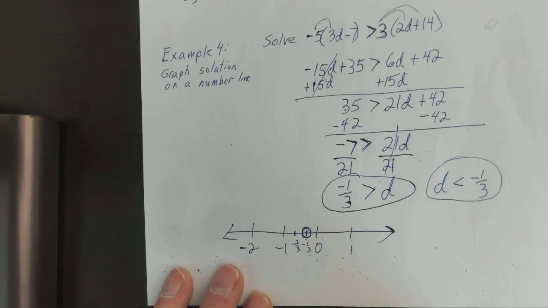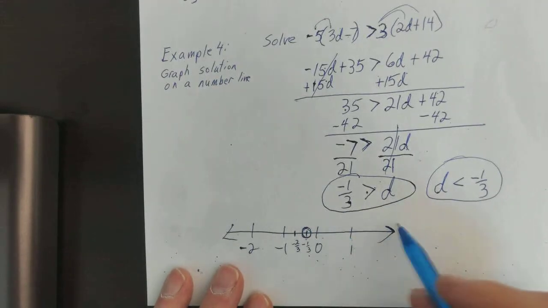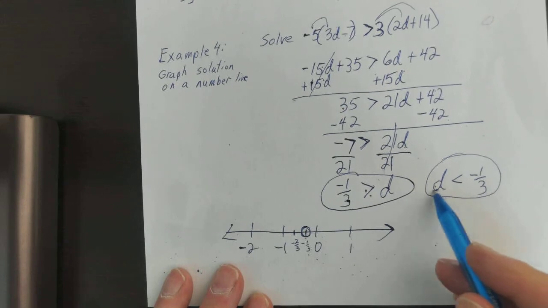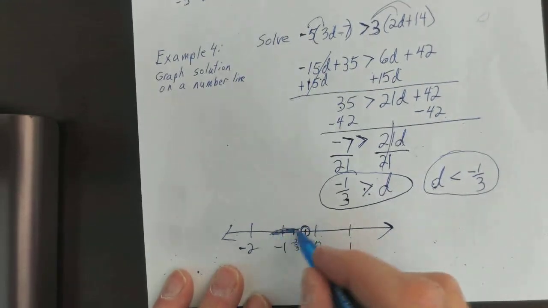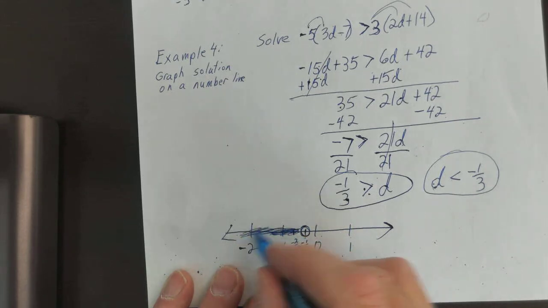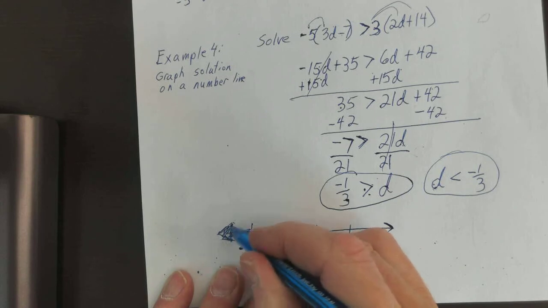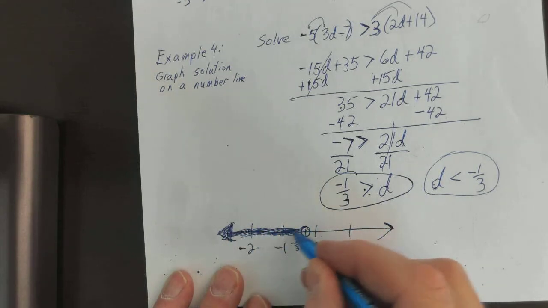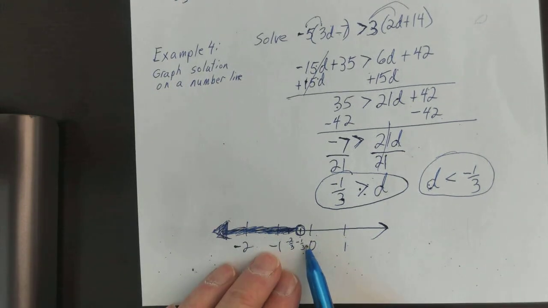I'm going to put an open circle there at negative 1/3, and I'm not going greater. I'm not going this way. I want it with my variable first. D is less than, so I'm going this way with my line. And there we have it. Here's the solution on a number line.